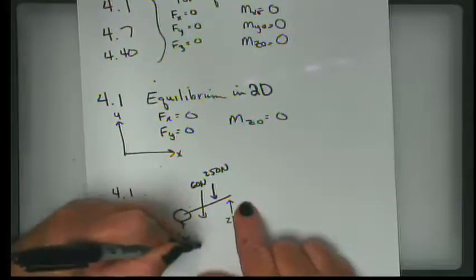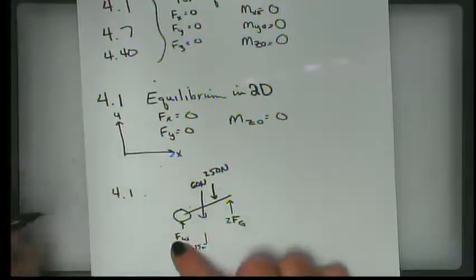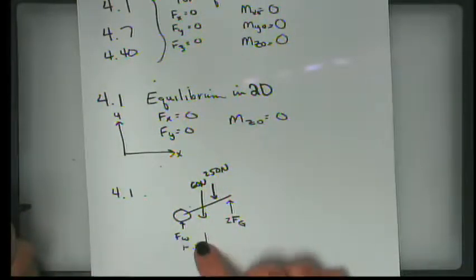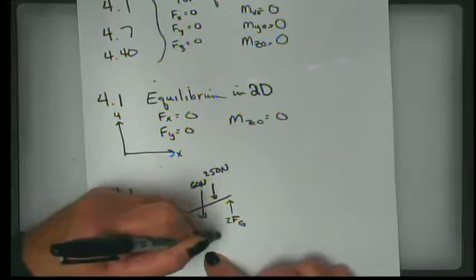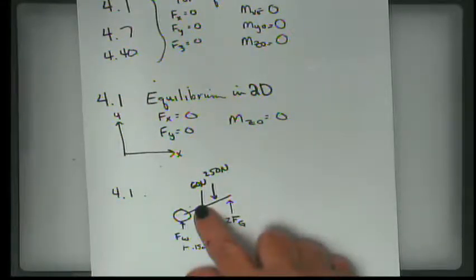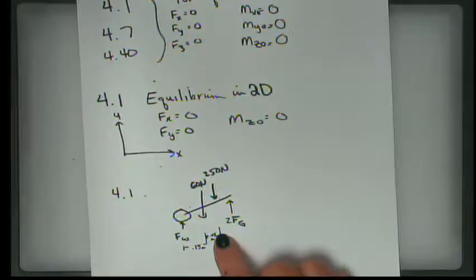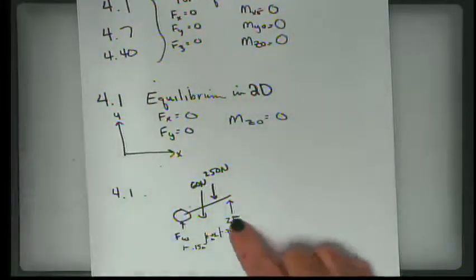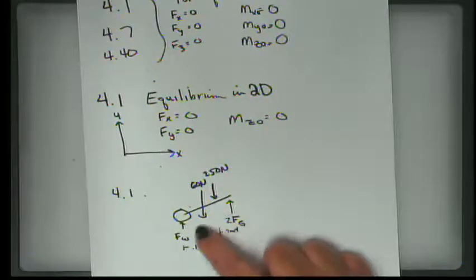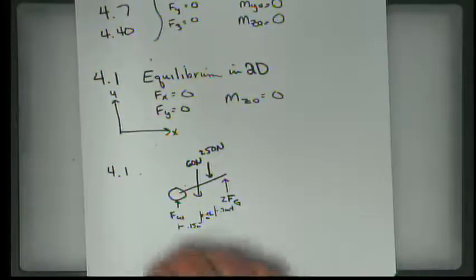We're told that we have 0.15 meters between the point where the wheel is in contact with the ground and the weight center of the wheelbarrow. And then we have another 0.15 meters between the weight center of the wheelbarrow and the weight center of the fertilizer. And then we have 0.7 meters between the point where the gardener is pushing up and the weight of the fertilizer pushing down.